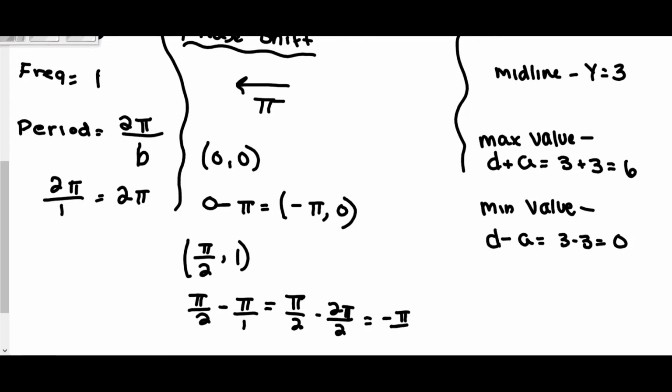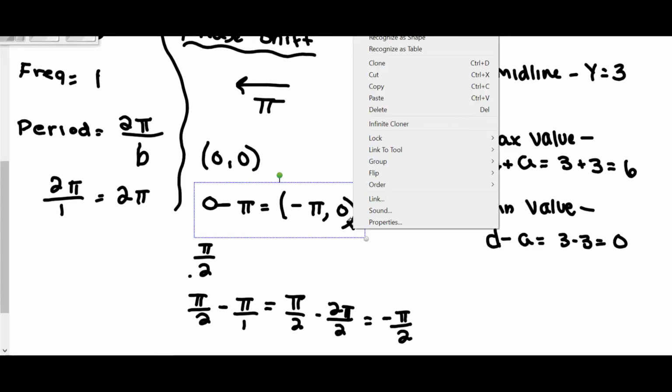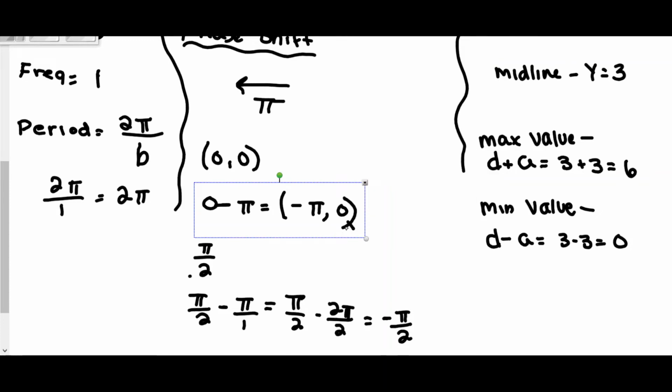pi over 2. I'm actually going to get rid of these y values because they might confuse you. Because it's not actually 0 and 1 because we have a vertical shift. So right now, all that's important is we're just finding out these x values. We'll take care of the y values later. So I'm just going to erase those.